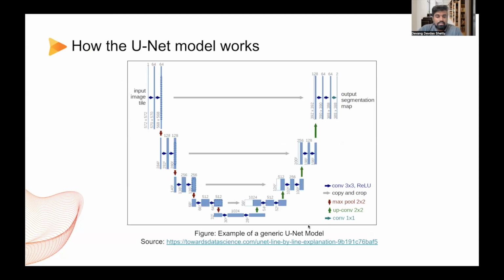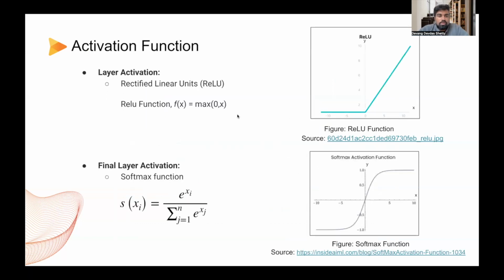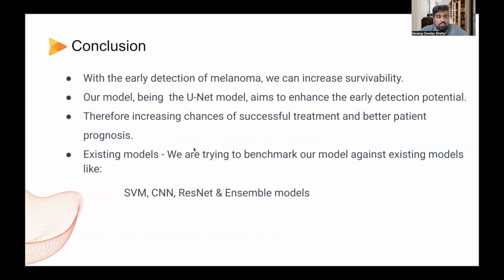This is a generic example of what a U-Net model usually looks like. It is a symmetric architecture, where we are doing encoding on the left side and doing max pooling to compress the image. And then as we move up, we are trying to decode the encoded image back into the original form. Moving on to the activation functions, we are planning to use ReLU in our layers and softmax in our final layer for activation.